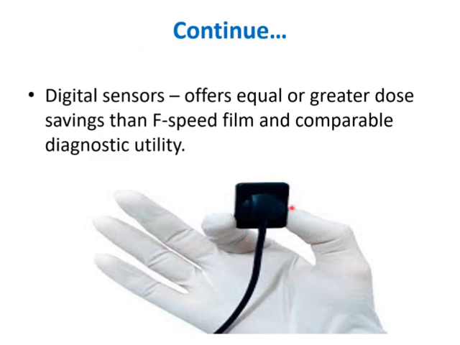So this offers an equal or greater dose saving than the F-speed film. In the previous slide I was telling that there are types of film, that is D, E and F, and I was mentioning that F is found to be more sensitive and better when compared to D and E. So when we compare F-speed film with the digital sensor, it offers a better dose saving, and it also gives a comparable diagnostic utility. That is, it gives a better resolution image when compared to a film image.